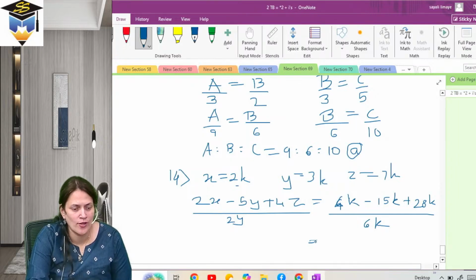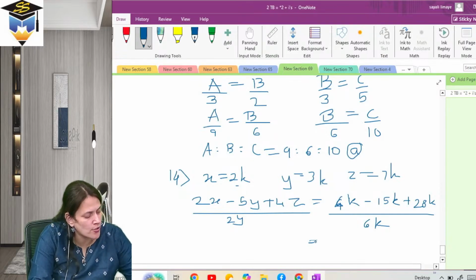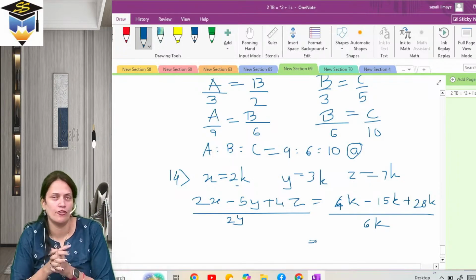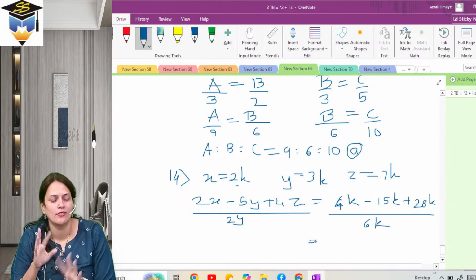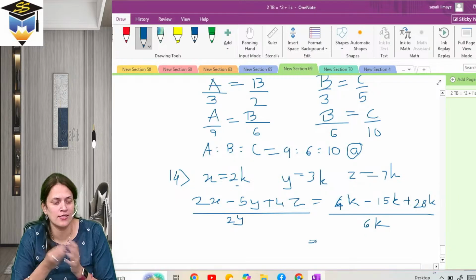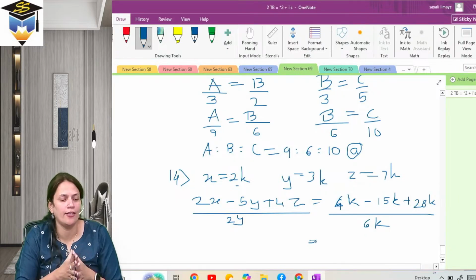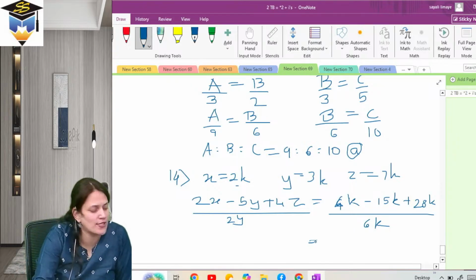Now let us do question number 15. X upon y is 2 by 3, y upon z is 4 by 3. You have to find out x is to y is to z. Again, first you will do alternando, then you will try to make the same value and prove that they are in continued proportion, and then find out the value of x is to y is to z. So tell me what is the value.